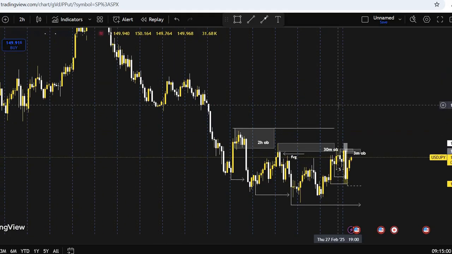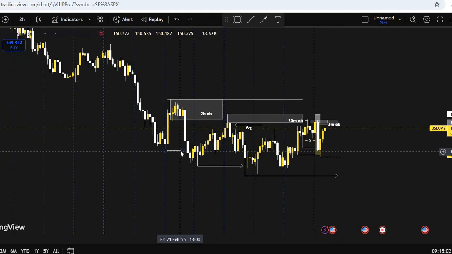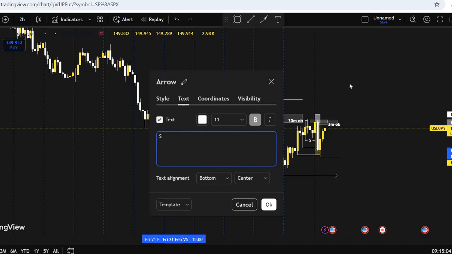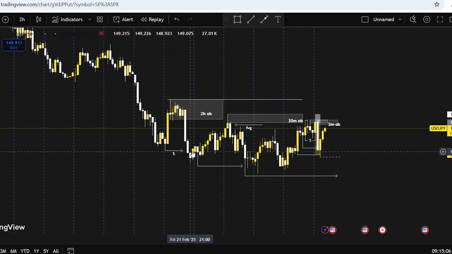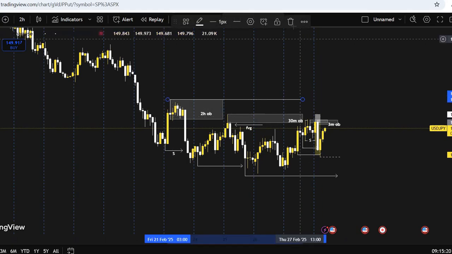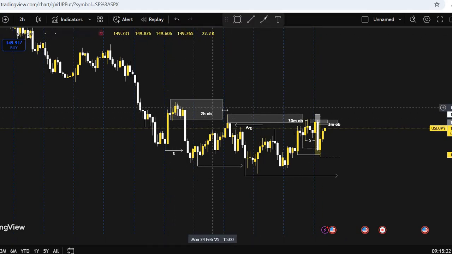I checked on this break of structure right here and labeled that S. That's a break of structure. You can see this bearish momentum which broke structure and left behind this fair value gap. So this is where the supply zone is, where the consolidation started, and then we break out, right? So I marked that as the supply zone, right?